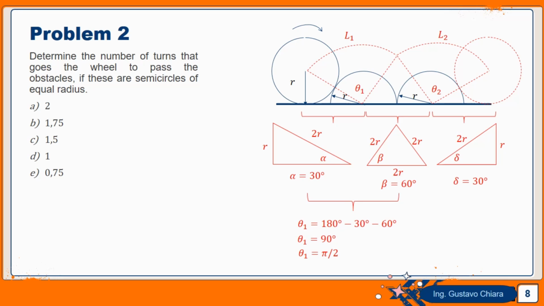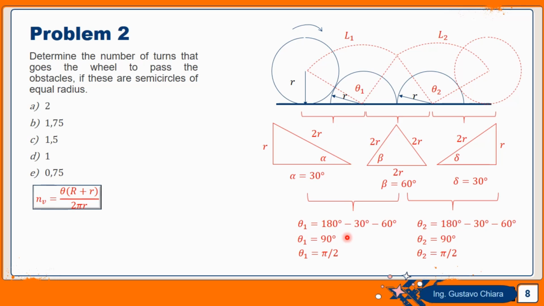In circular system is π divided by 2. In the same way, on the other side, we find a swept angle, and this is the same, π divided by 2. Well, we need to use the formula that uses the swept angle and the radius.